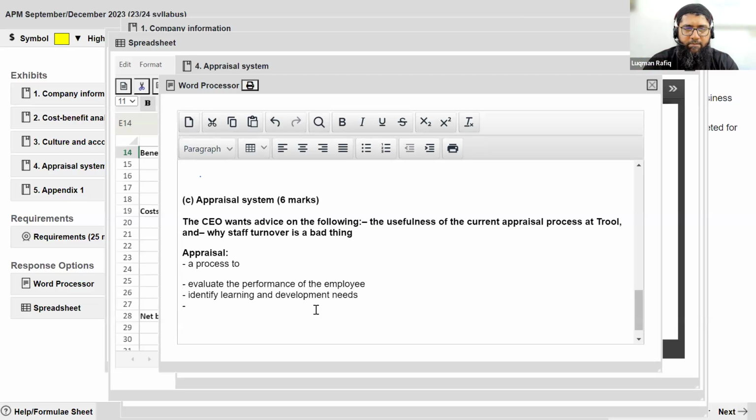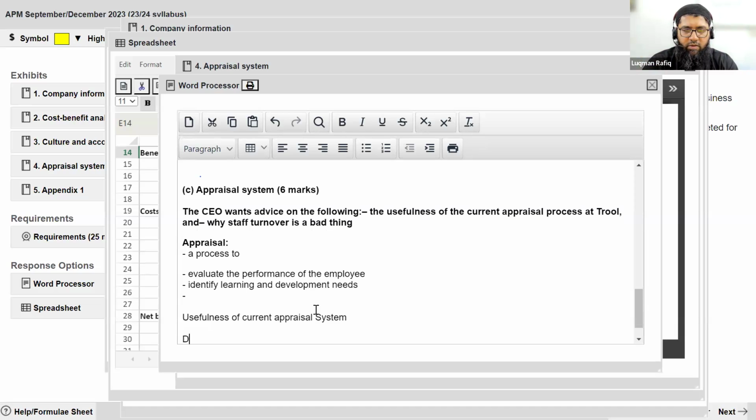And then the usefulness of the current appraisal system, and a discussion of staff turnover and why it is not a good thing.